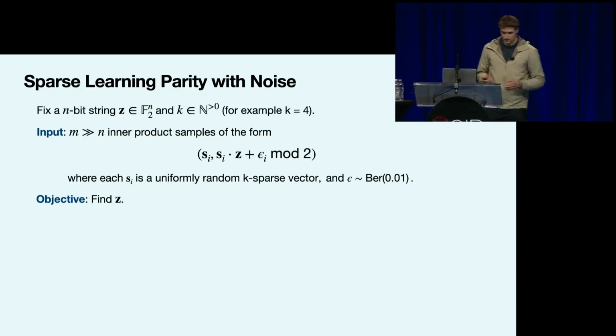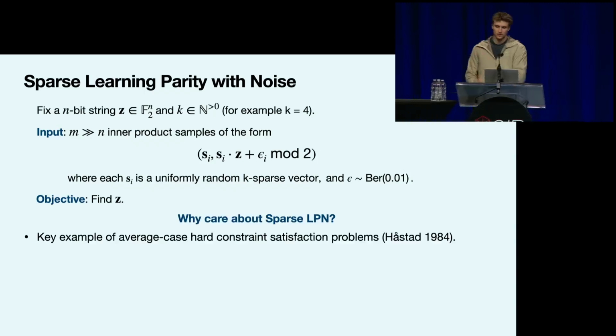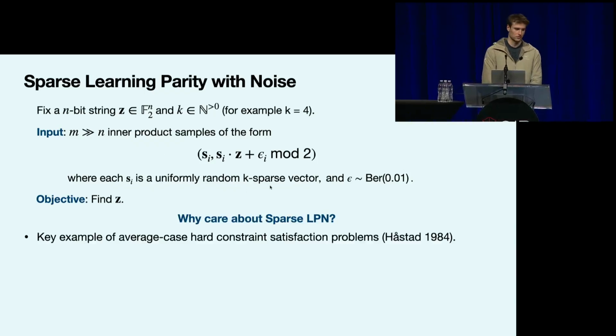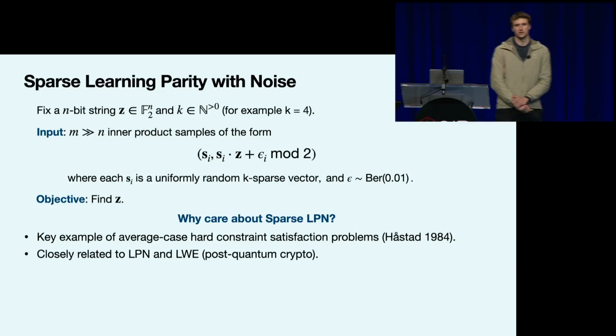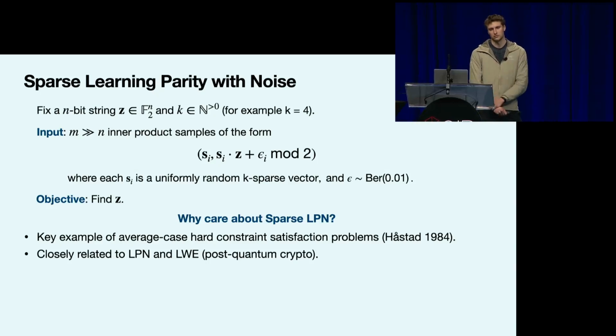So it's certainly a problem, but why should you care about it? Turns out it has a very long history. It's been studied for over 40 years, which in CS is quite a long time. It's studied as the key example of the average case hardness of random constraint satisfaction problems. It's also very closely related to the two key contenders for post-quantum crypto, which are LPN, exactly this problem but dropping the sparsity constraint, called learning parity with noise, or learning with errors, which is basically LPN but instead of F2, it's over very large prime fields, F_p.